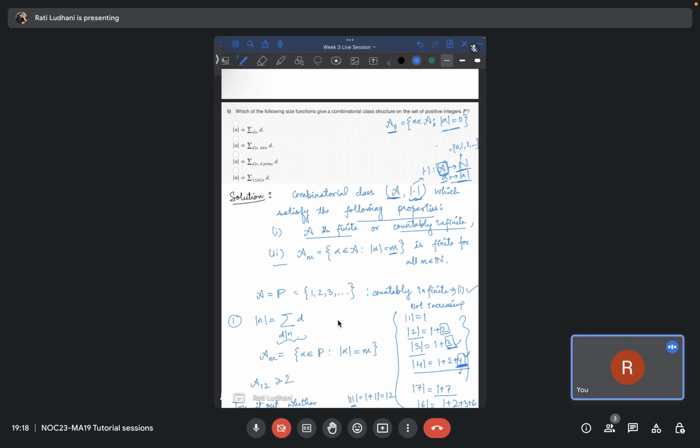So this set is something which has some elements. If this set is finite for all n, so I just wrote for just 0, you can have 1. So basically the number of elements which are mapping to a particular number, if that number of elements is a finite number, then you will say that this is a combinatorial class.